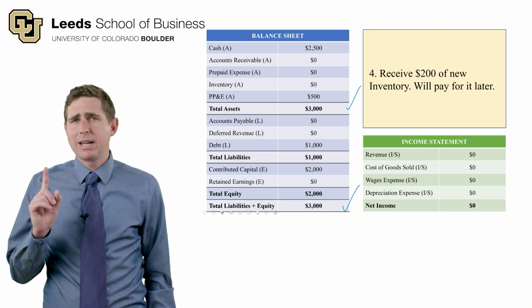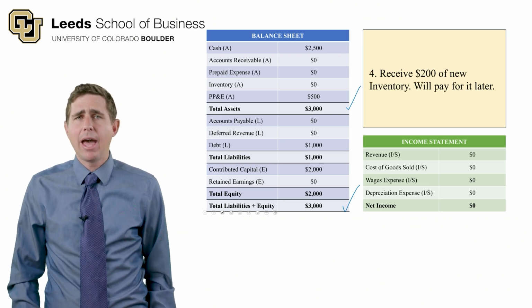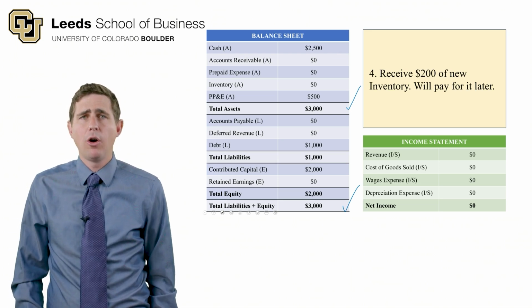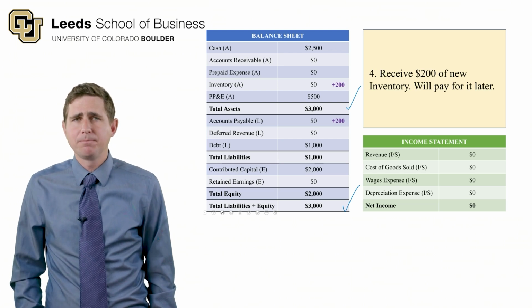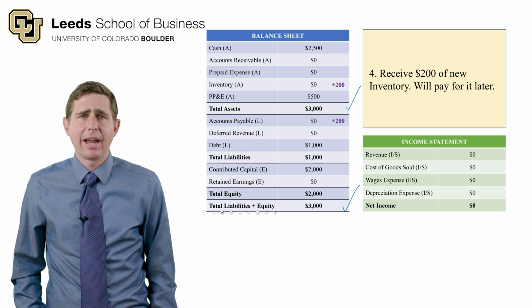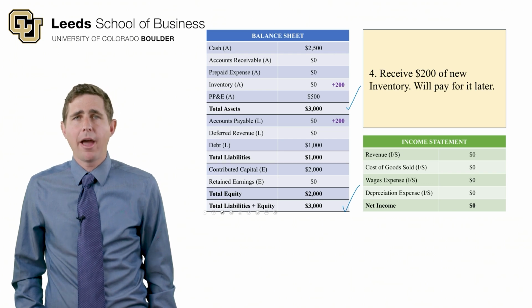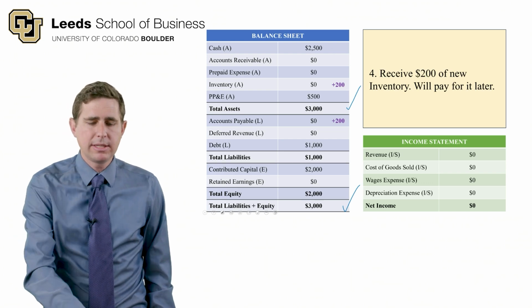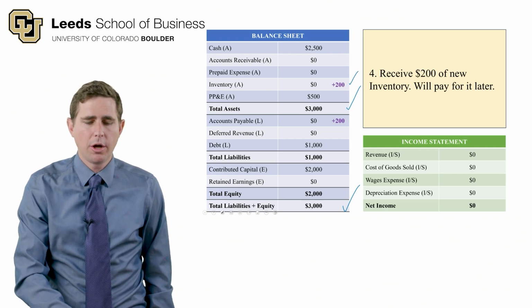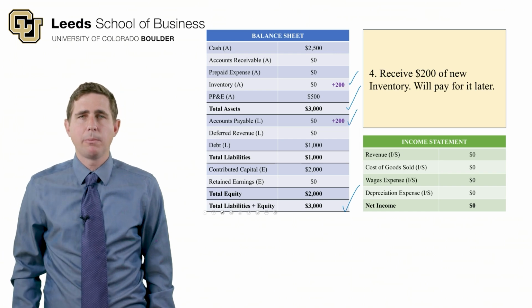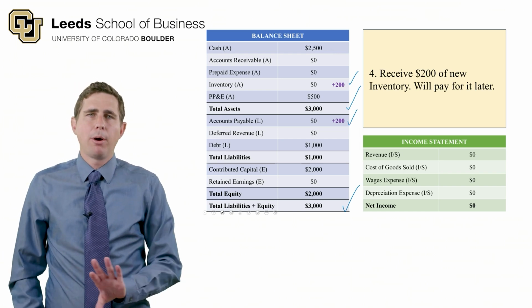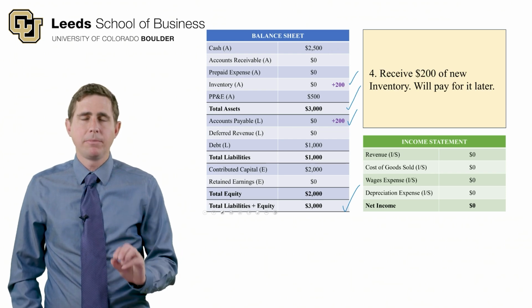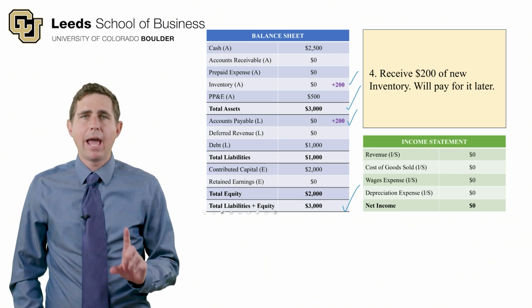So because we've got the materials, we count that as an asset that we now own. So we've got $200 worth of an inventory asset, but at the same time, we've got an obligation to pay our supplier of $200. So you can see I've increased inventory by $200 and I've increased accounts payable by $200 to reflect that fact. And when I post this transaction into the balances, let's see what happens.